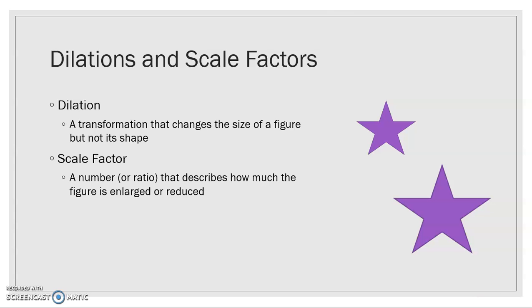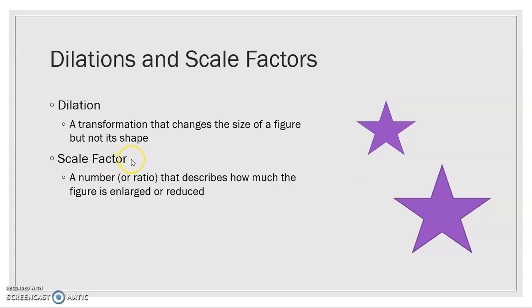A dilation is a transformation that changes the size of a figure but not its shape. So you'll notice the big purple star has been dilated to get the smaller purple star. They are the exact same shape, but they are different sizes.